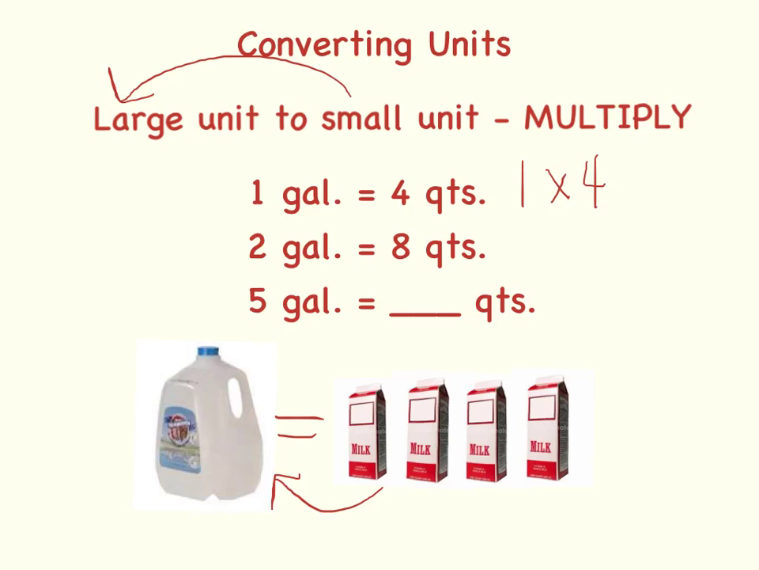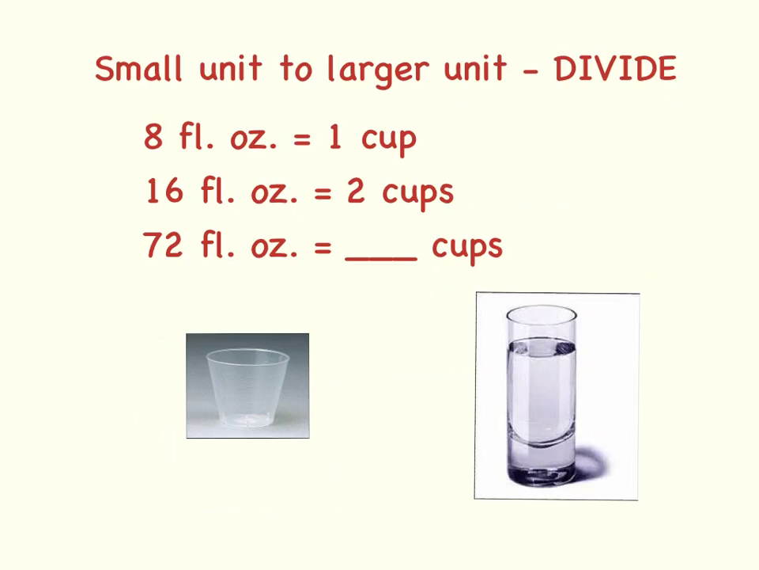If I have 2 gallons, I know that there are 4 quarts in 1 gallon, so I'm going to multiply by 4, so that would get me my answer of 8. Using that same process, I ask myself, how many of these quarts are in a gallon? And there are 4. So I'm going to multiply by 4. 5 gallons times 4 quarts, that would give me 20 quarts is equivalent to 5 gallons.